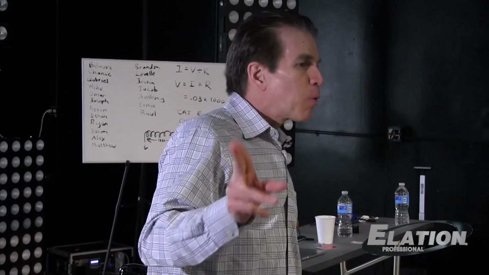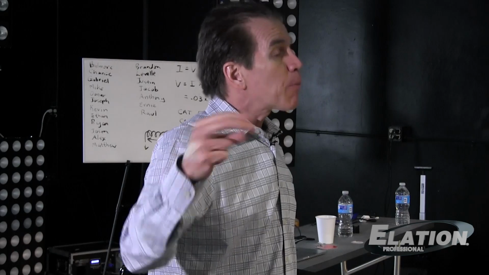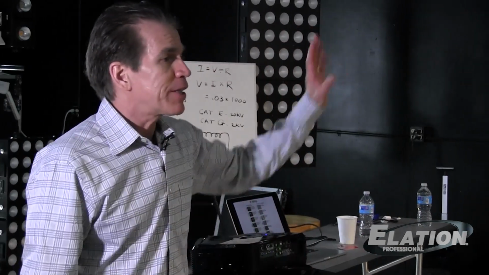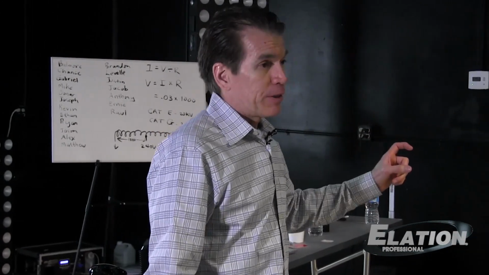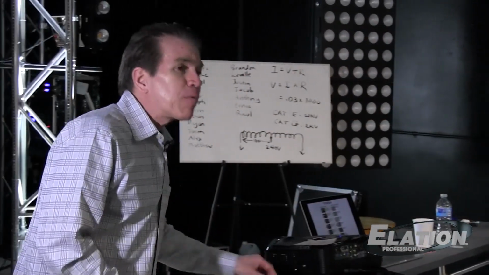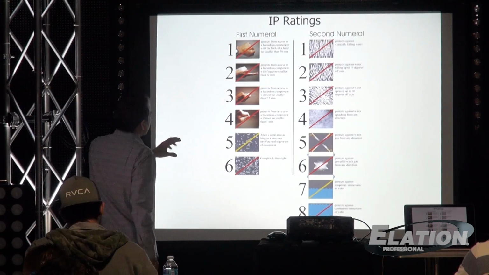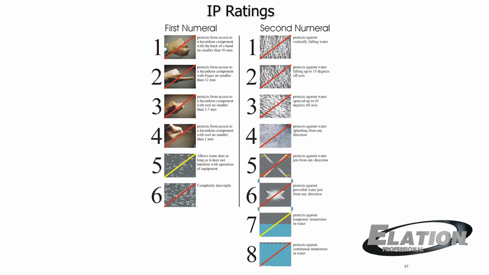Now, there's two different ratings. There's a NEMA rating, which is the National Electrical Manufacturers Association rating, that pertains to the United States and Canada. And then there's international ratings, or IP ratings. And the IP ratings look like this. It's a two-number system. The first number tells you how well it protects against the ingress of solid particles.